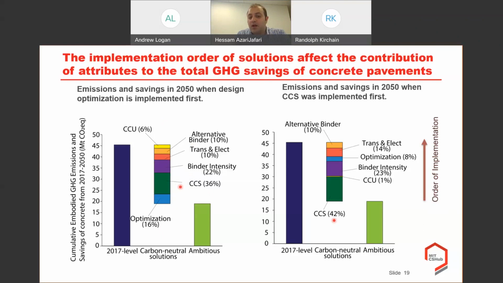If we implement carbon capture and storage first, we're going to get 42% savings from CCS, while the total savings will stay constant. That's because the optimization solutions have been implemented first. Therefore, we have, let's say, a thinner concrete slab, and therefore we need to use less concrete in the future, therefore less cement and less carbon capture and storage here.